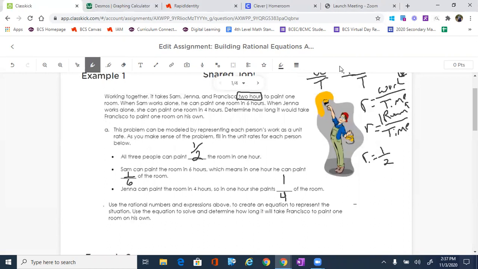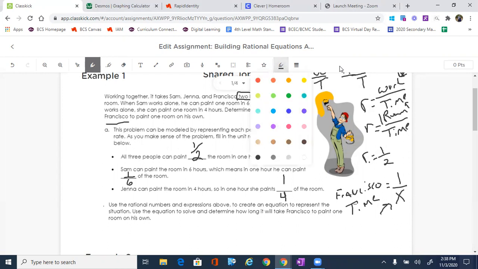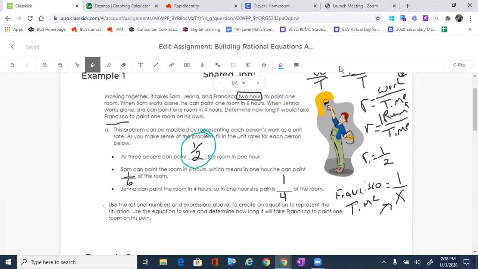So what about Francisco? Well, we don't know how Francisco is actually going to work. We don't know how long it takes him, because that's actually our question. How long would it take Francisco? Well, Francisco's would have to be a total of 1 room divided by X, because that is Francisco's amount of time. Well, the thing that we do know is that their combined effort is a total of 1/2, where they can paint one part of the room, or 1/2 of the room, in 1 hour.